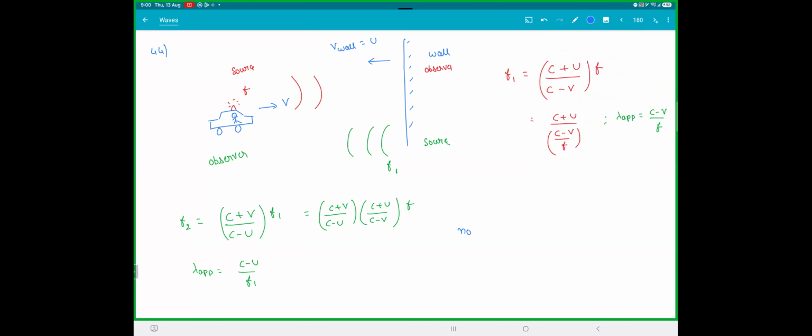What is the number of beats? Now the driver will hear two frequencies. One frequency directly from the vehicle, which will be F. The other frequency is F2. That is the echo. He will never hear F1. The driver does not know what F1 is. F1 only will become F2.